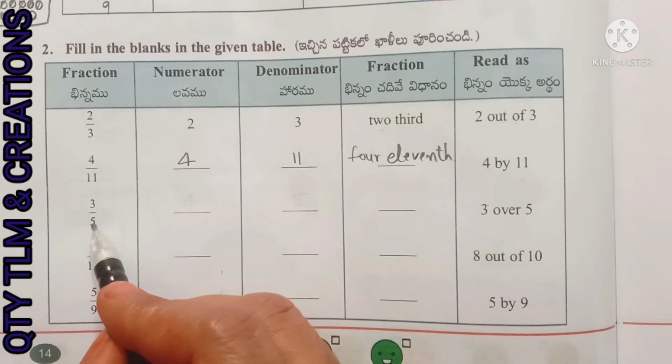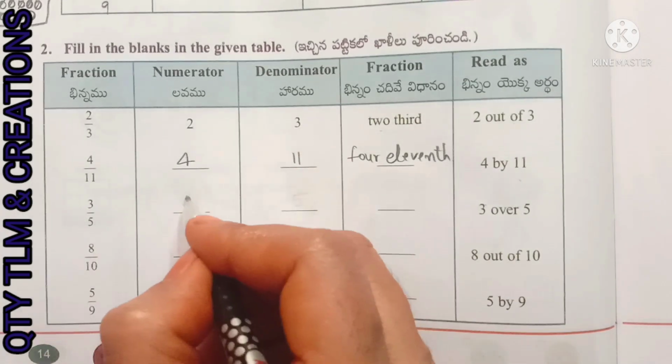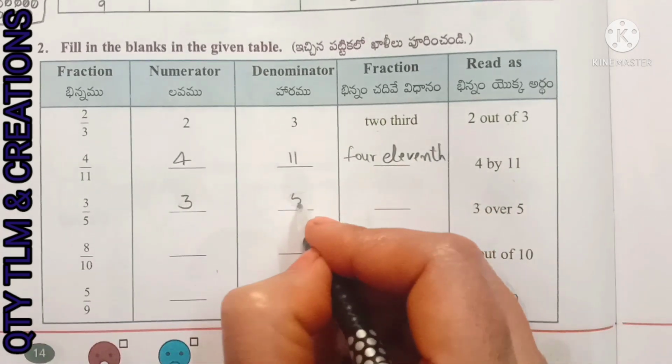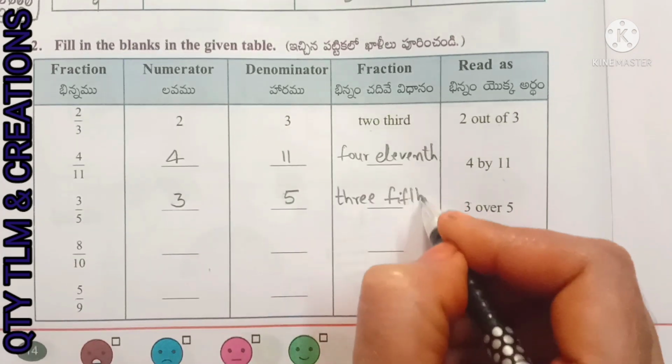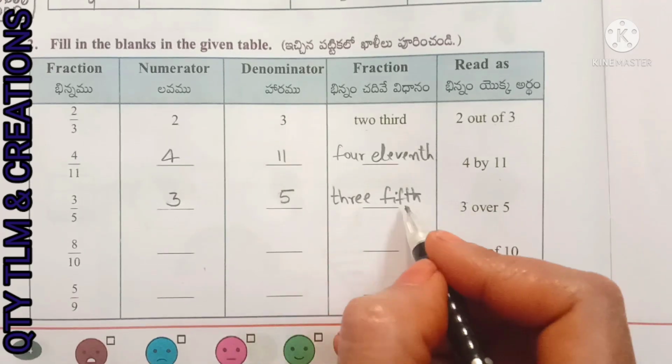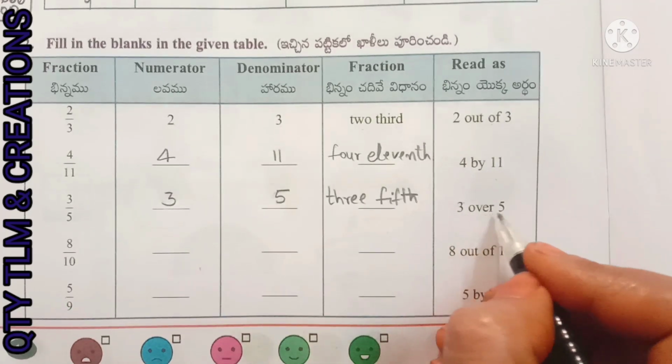Next is 3 by 5. In this fraction, 3 is the numerator and 5 is the denominator. We have to read it as 3 fifth, that means 3 over 5.